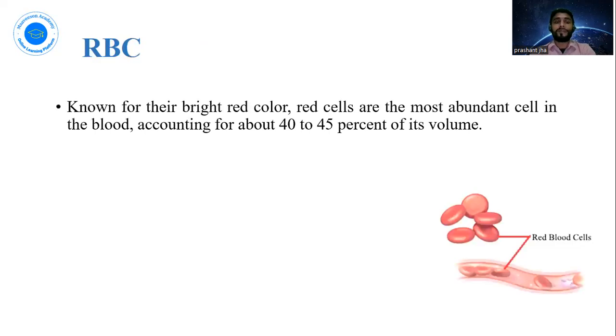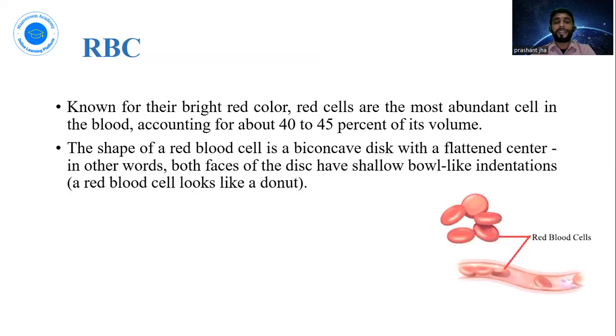So next is the RBC, that is red blood cell. It is also known as the erythrocytes. Known for their bright red color, red cells are the most abundant cell in the blood, accounting for about 40 to 45% of its volume. The shape of a red blood cell is a biconcave disc with a flattened center. In other words, both faces of the disc have shallow bowl-like indentations.